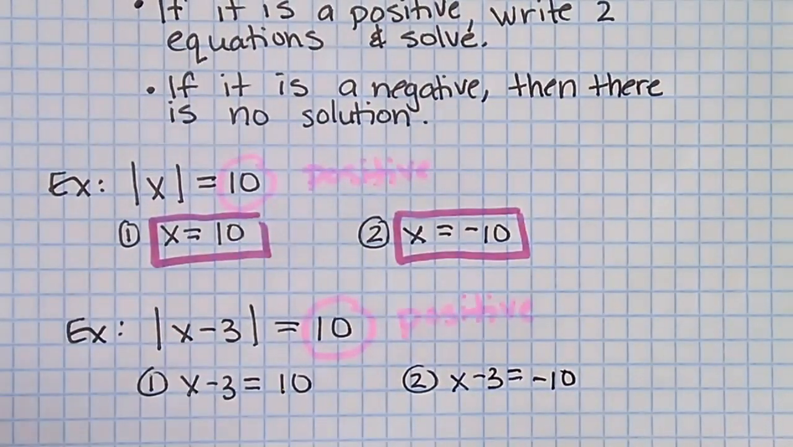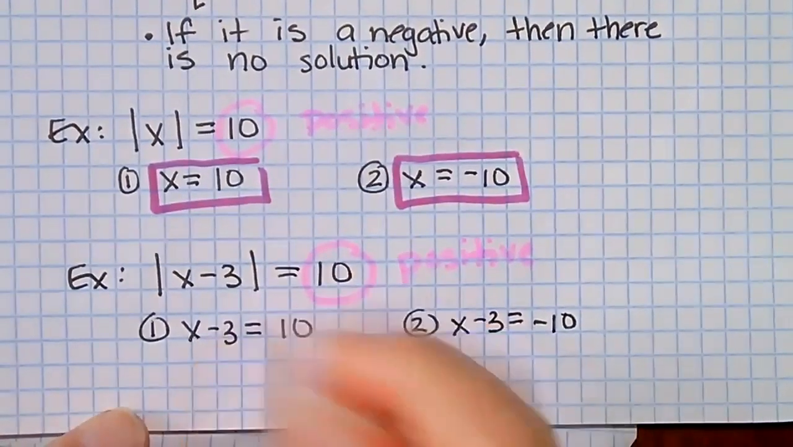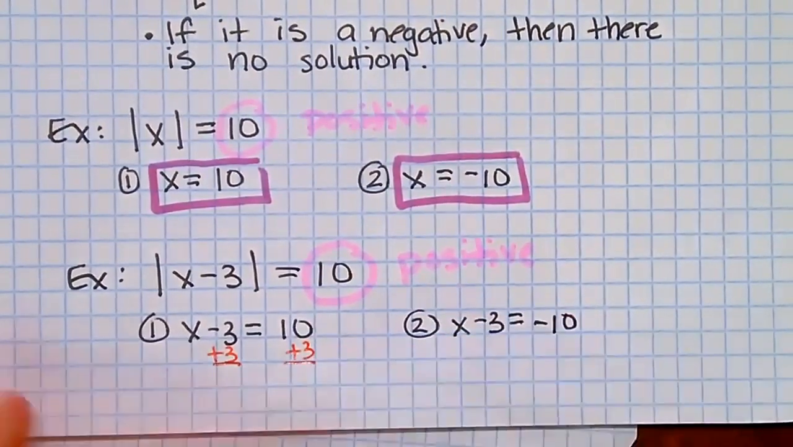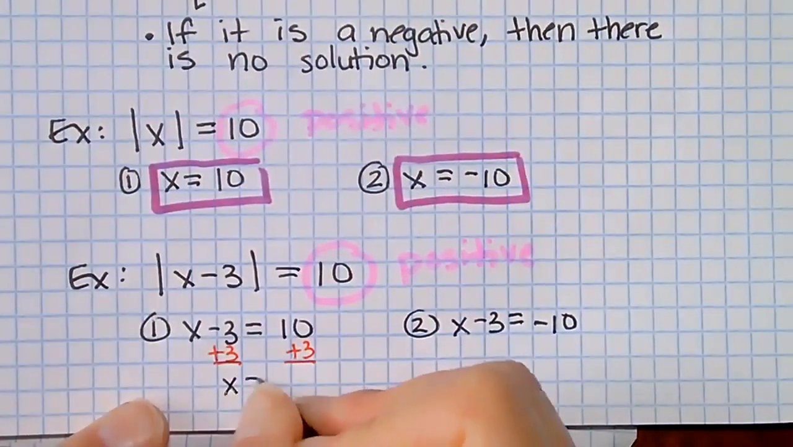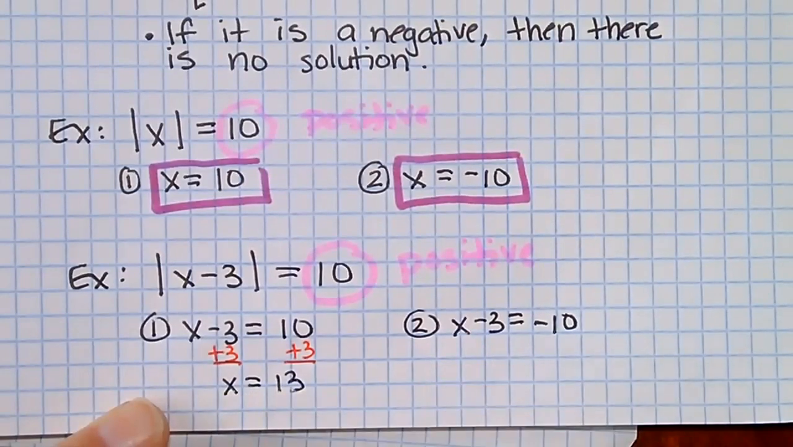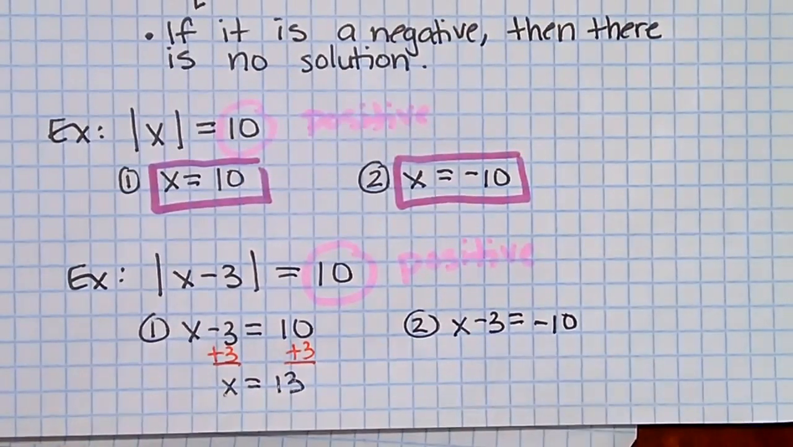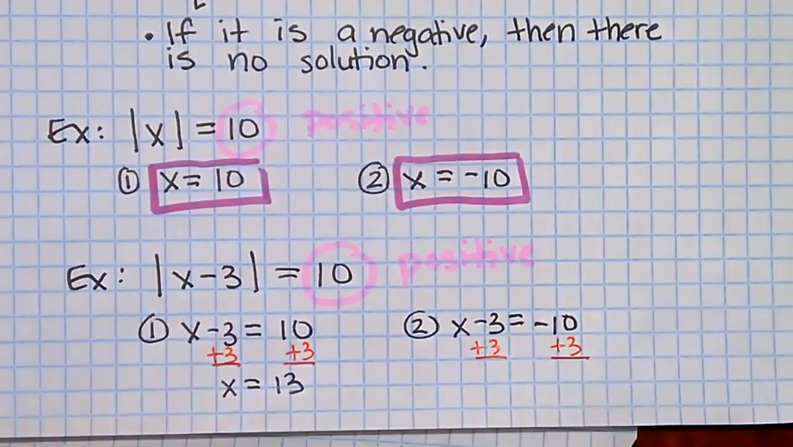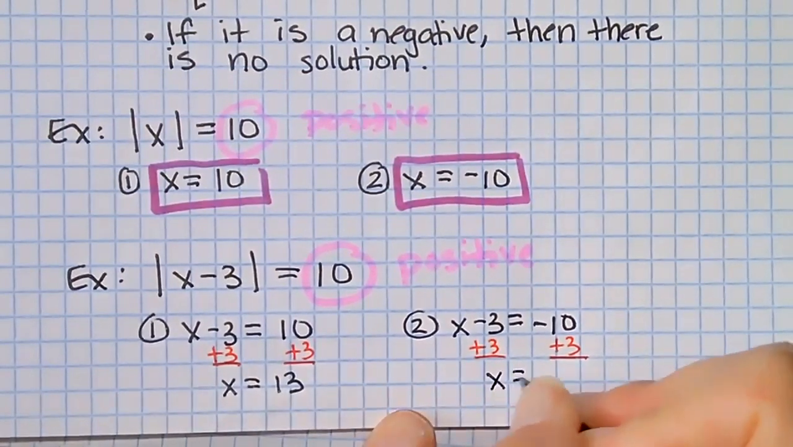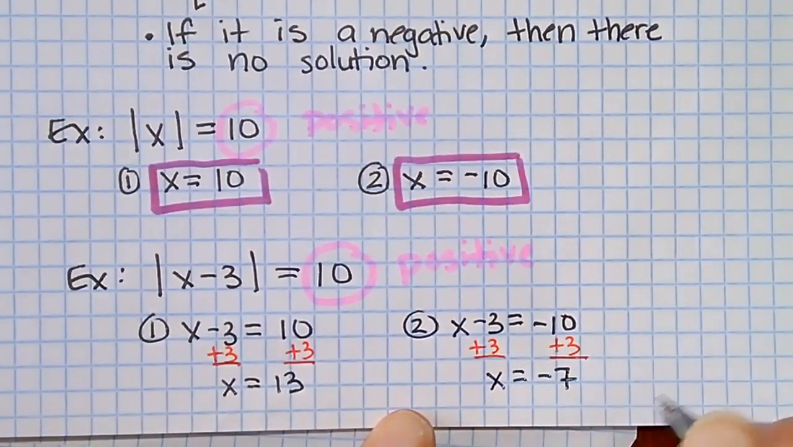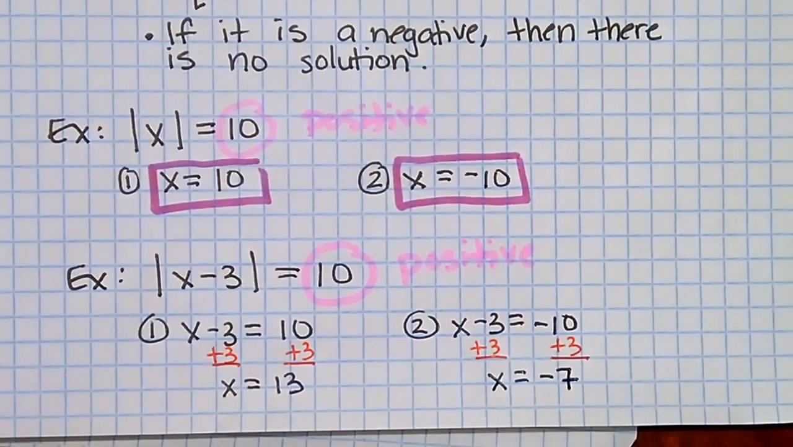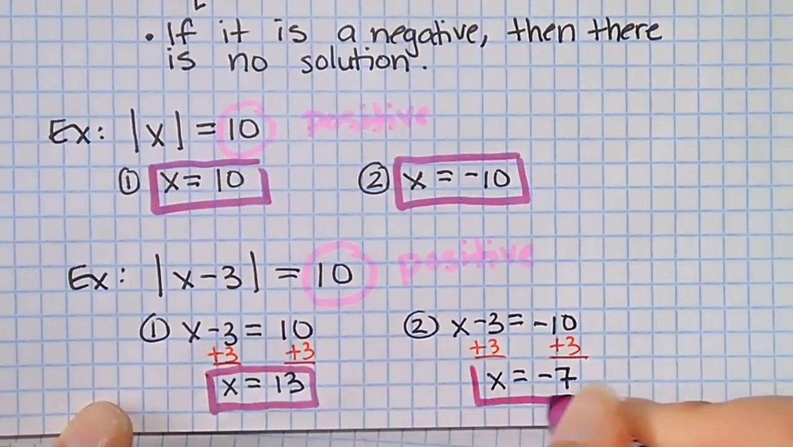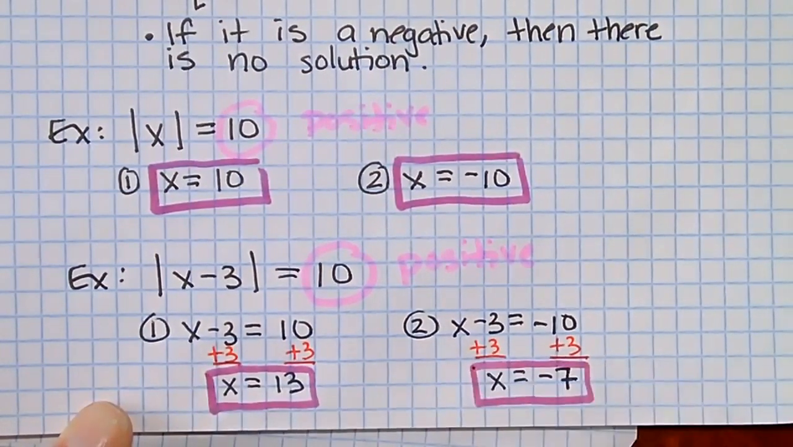So for the first one, I'll just push it up a little bit more. I'm going to add 3 to both sides. So when I add 3 here and I add 3 here, I get x on this side equals 13. That's going to be one of my two answers. On the other side, again, I'm going to add 3, and when I add 3 to both sides, I'm going to get x is equal to negative 7. And that's my second answer. So again, I have x equal 13 as one answer, and x equal negative 7 as the other answer.